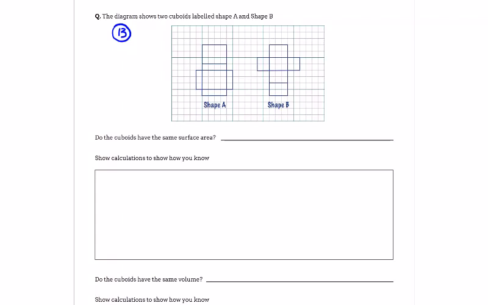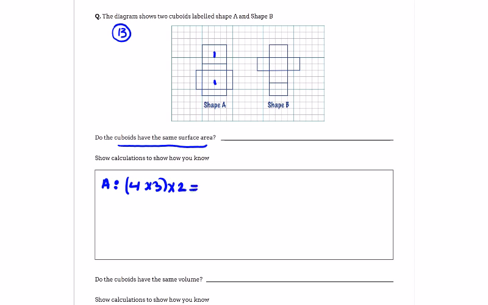This is JC assessment item number 13. We have shape A and shape B, and we're asked, do these cuboids have the same surface area? So always write down what we have. A, this one here, let's call these 1. We have a 4 by 3, and we have 2 of them.